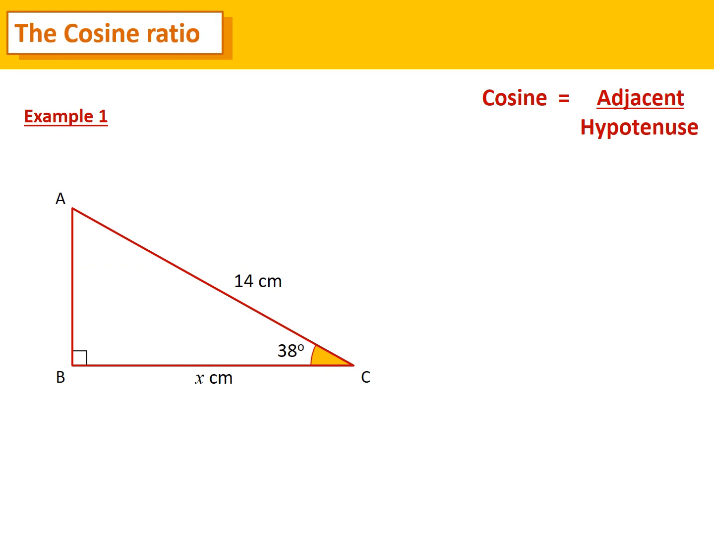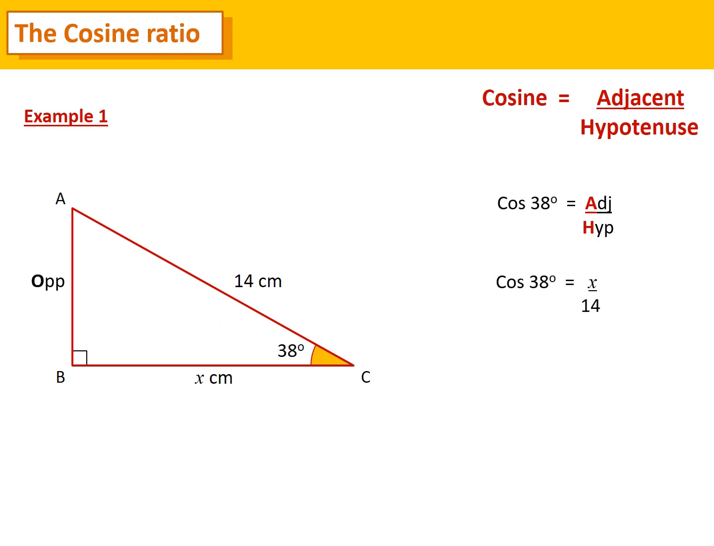Let's see how we can use this in this example to find the length x. Just remember where the sides are. The eye of the angle looks at the opposite side. We want the adjacent divided by the hypotenuse. So x is the adjacent and 14 is the hypotenuse.